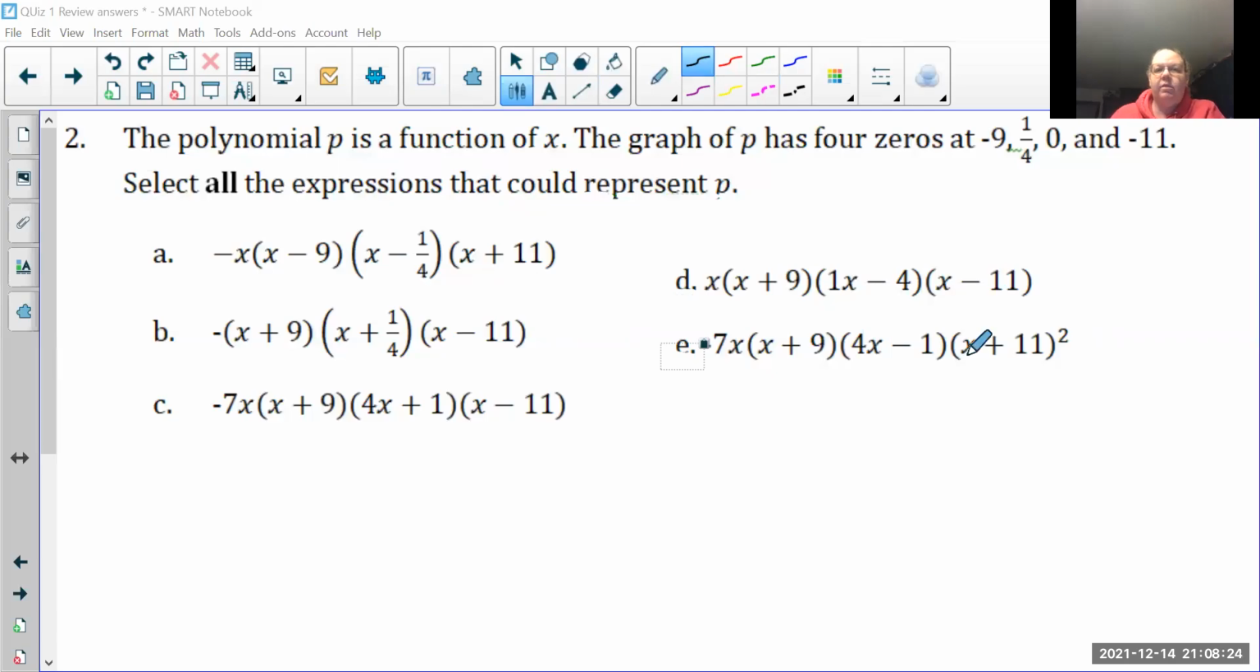Okay, so question 2 says the polynomial p is a function of x. The graph of p has 4 zeros at -9, 1/4, 0, and -11. Select all the expressions that could represent p. So that means that you could potentially have more than one right answer, so you need to make sure you get all of them. So there's two ways you could do it.